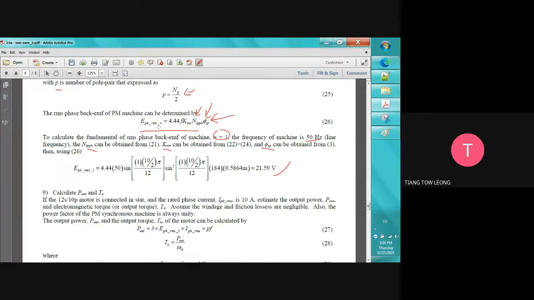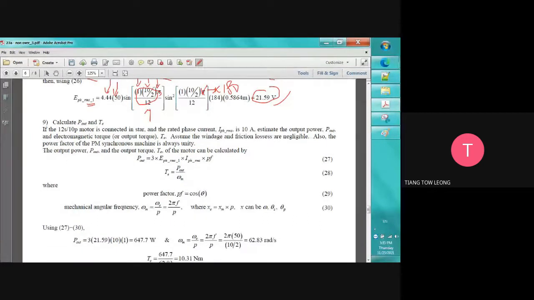So for example, EPH RMS n equals to 1. We use 4.44 times the frequency of 50. And then our KWN is like this, and pi, number of slots. Remember this one is in radian, don't use degree. If let's say you want to use degree, please take out the radian and then multiply by 180. Then we found that, oh okay, this motor can give us about 21.6 volt for EMF. And then we will calculate the output power and electromagnetic torque.